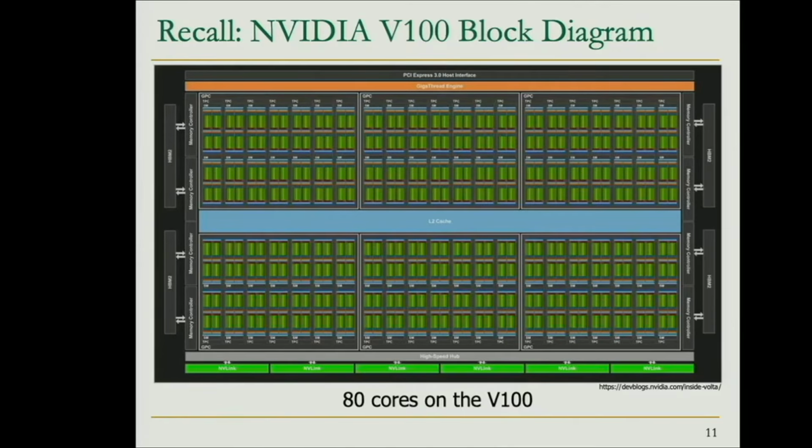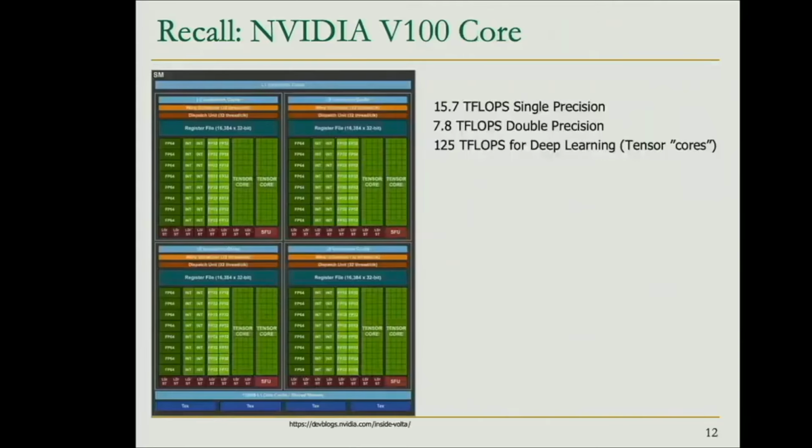If you count the number of SMs or GPU cores here, there are 18 in total. Observe that they all have access to this shared L2 cache, and from there you can access the memory controllers to the HBM2 memory that provides very high bandwidth, around 800 or 900 gigabytes per second. On the right-hand side are some numbers about the peak throughput that you can get in single precision, double precision, and also for deep learning with these tensor cores.